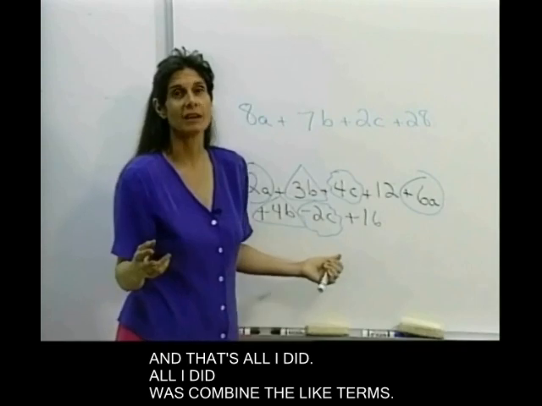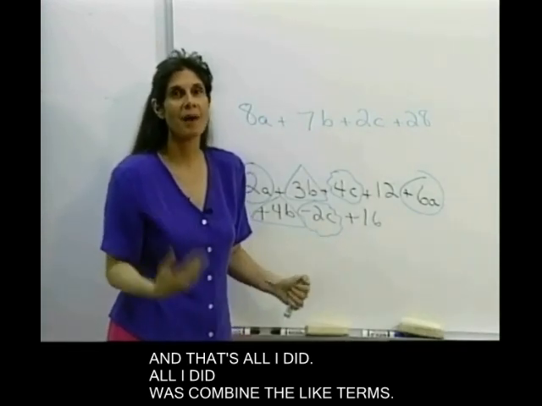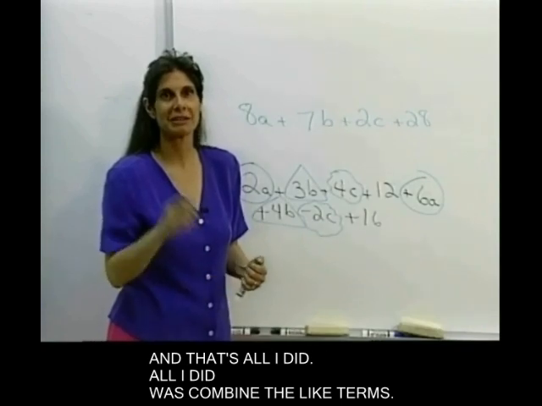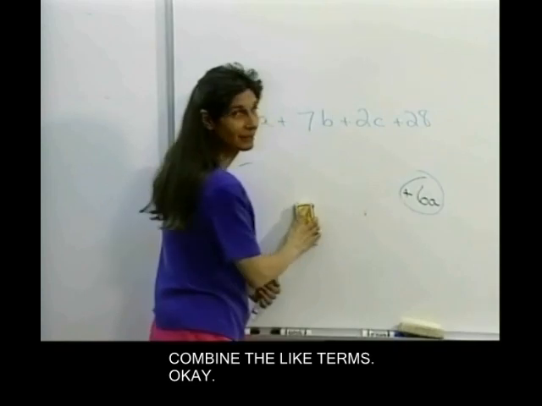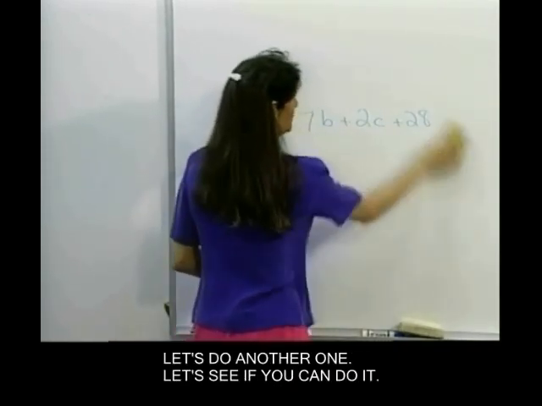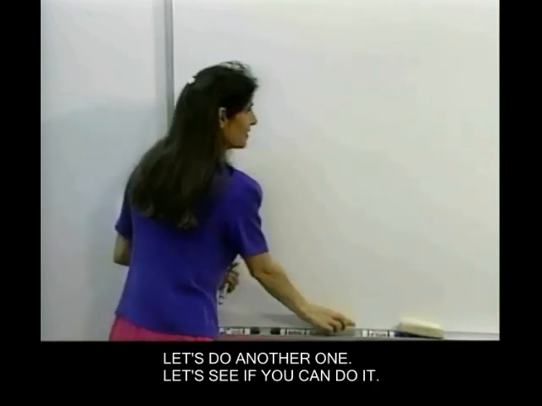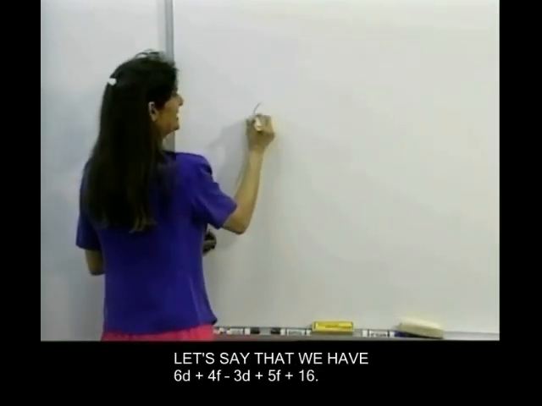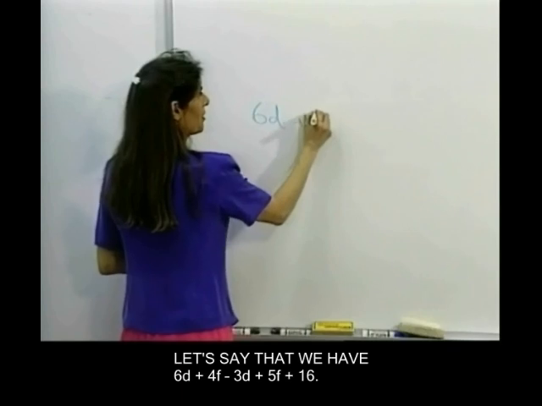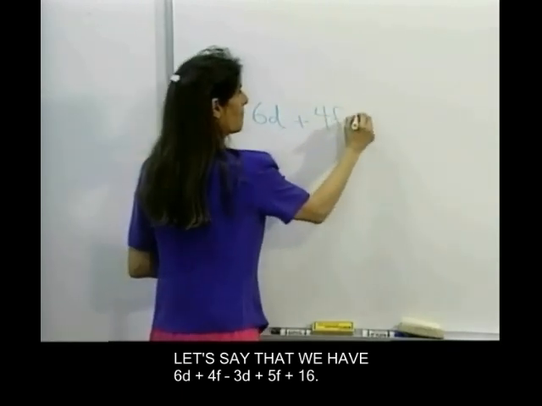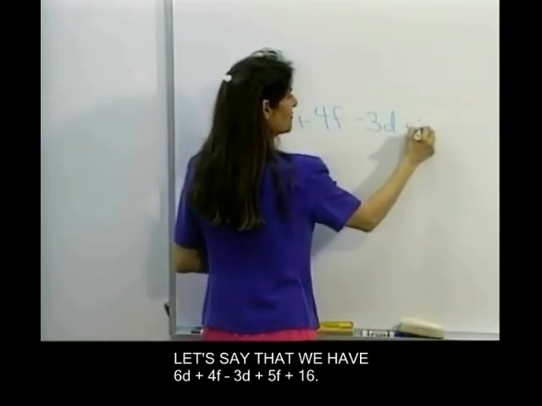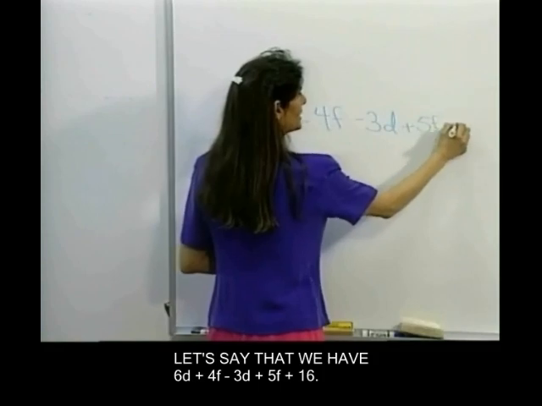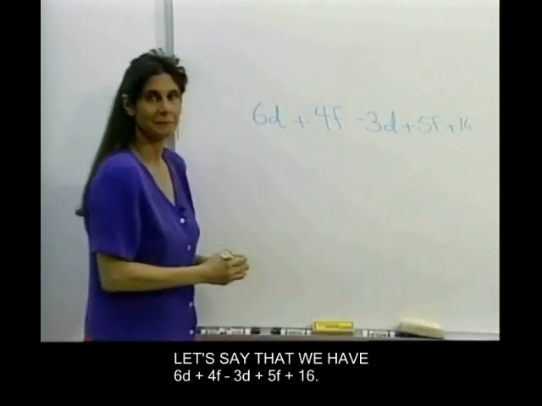And that's all I did. All I did was combine the like terms. Okay, let's do another one. Let's see if you can do it. Let's say that we have 6D plus 4F minus 3D plus 5F plus 16.